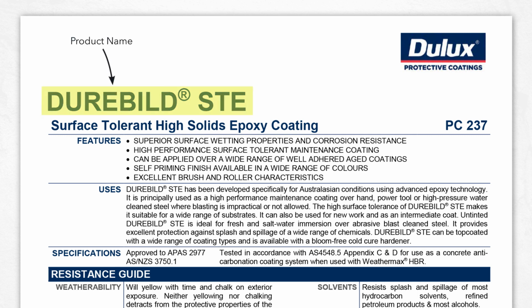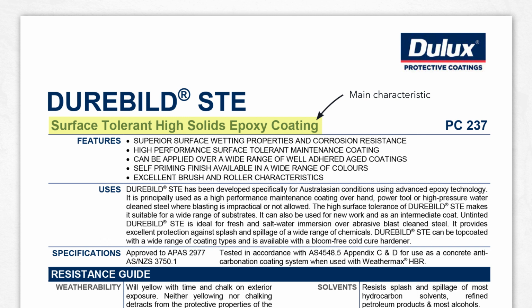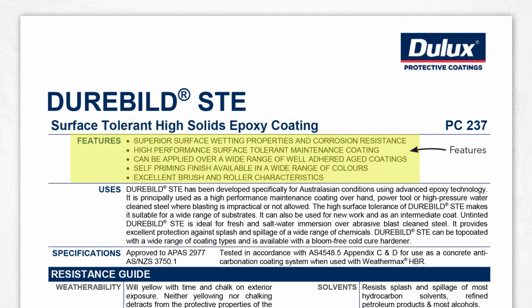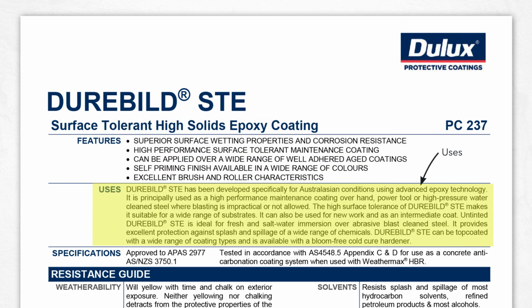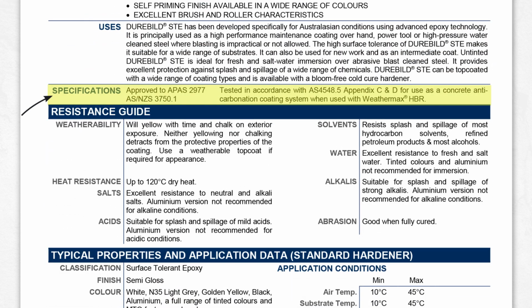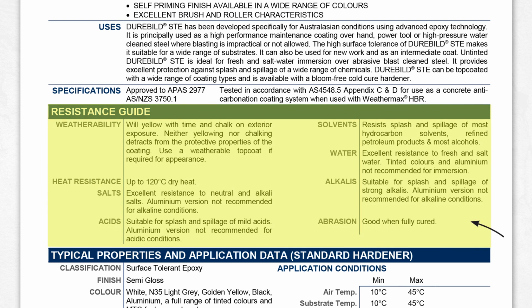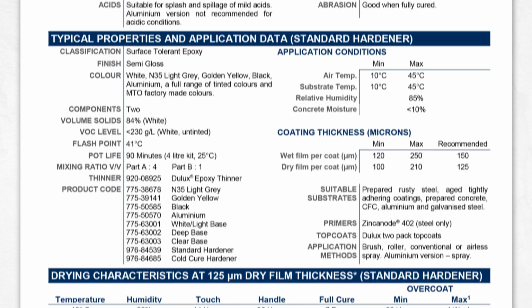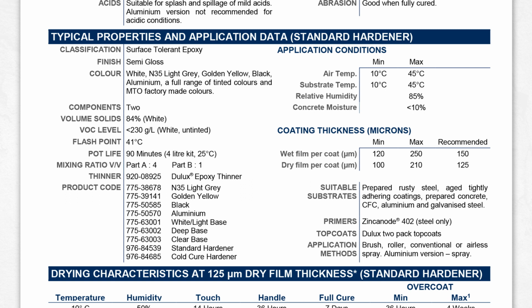The data sheet firstly identifies the product name and its main characteristic. It also includes the features of the product and uses. It also explains if there are any specifications associated with the product and any approvals. It has a complete guide to its resistance and typical properties and application data. These include product classification, finish, color, the amount of components, and volume solids levels.